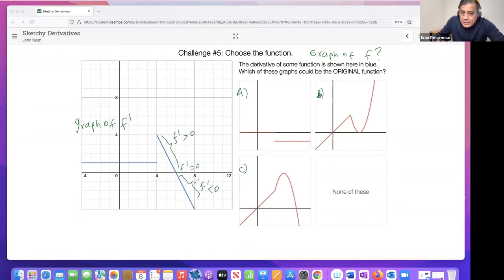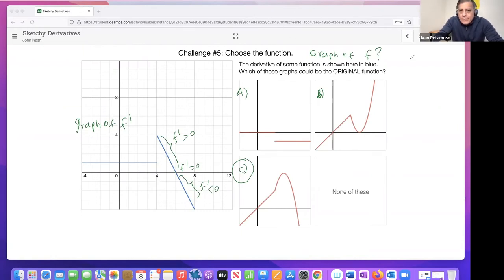If the derivative is positive, it means that the function should be increasing. So it increases here, up to here. Then derivative zero here. Derivative zero, look here. And then derivative negative when the function decreases, right? So excellent, this is it. And there is even a choice, none of the above, but I think this is a good one. All right, great.